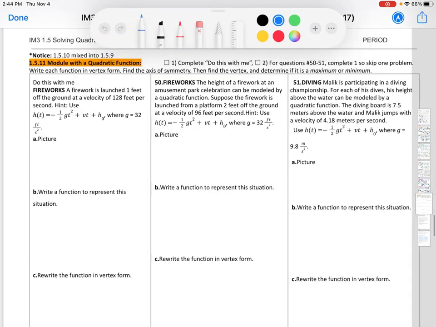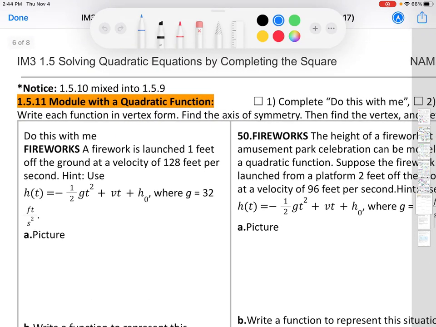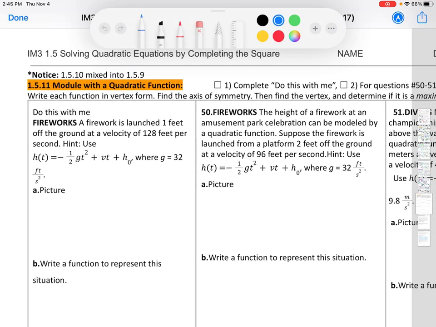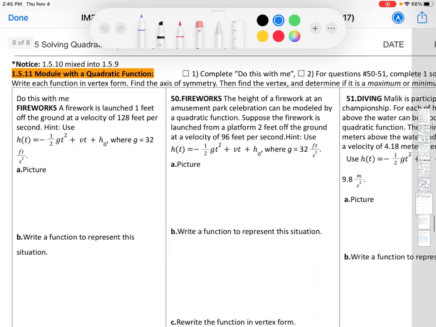Hey guys, let's go over 1.5.11, modeling with quadratic functions. Alright, go ahead and do this problem with me. We're gonna do a bunch of stuff here.